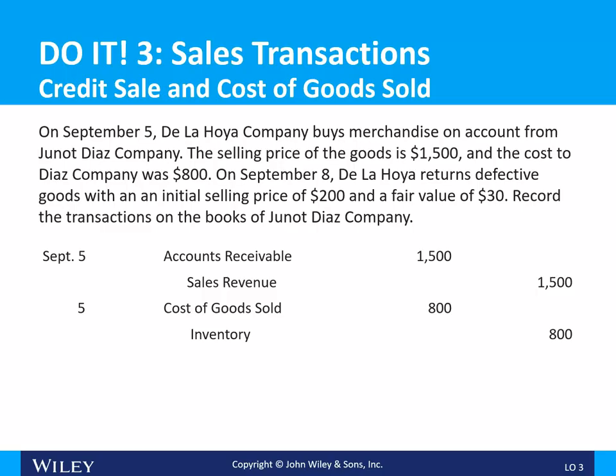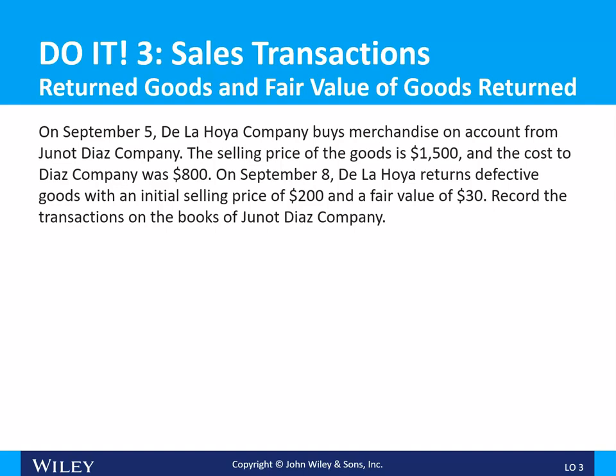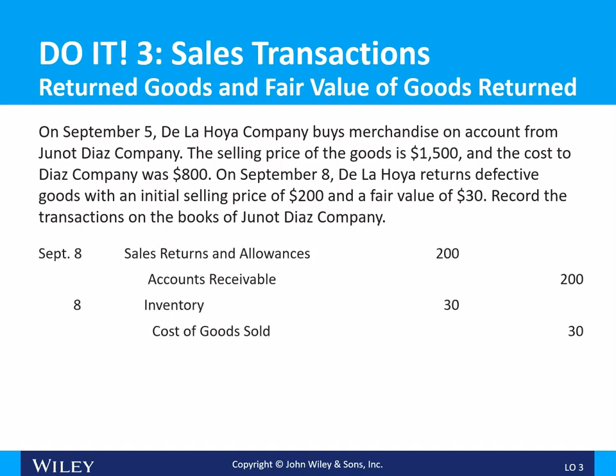Sorry, on September 8th, we had the return. So to record the return, we're going to debit sales returns and allowances for the $200 and credit accounts receivable $200. And then we have to worry about the inventory as well. Defective goods, the fair value is only $30, so we're going to debit inventory $30, credit our cost of goods sold $30. So that's how you record the sales of merchandise and associated returns, allowances, and sales discounts.